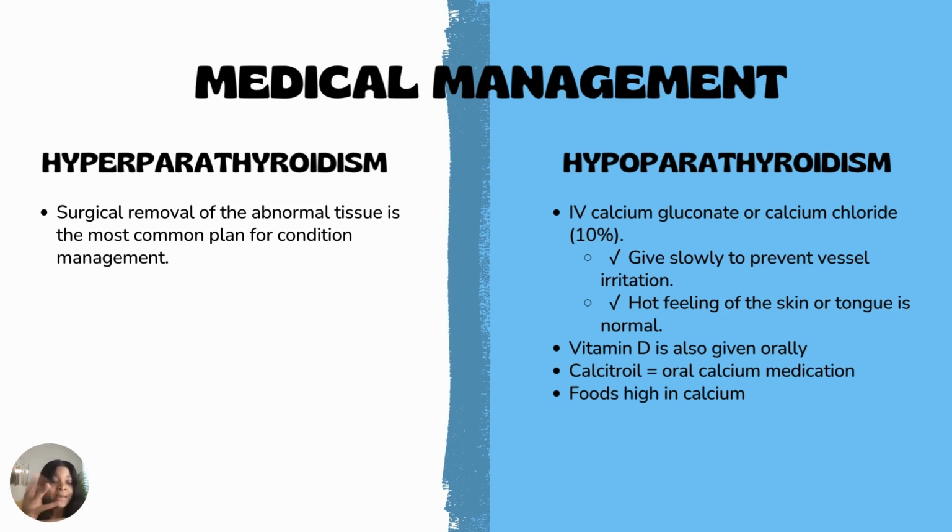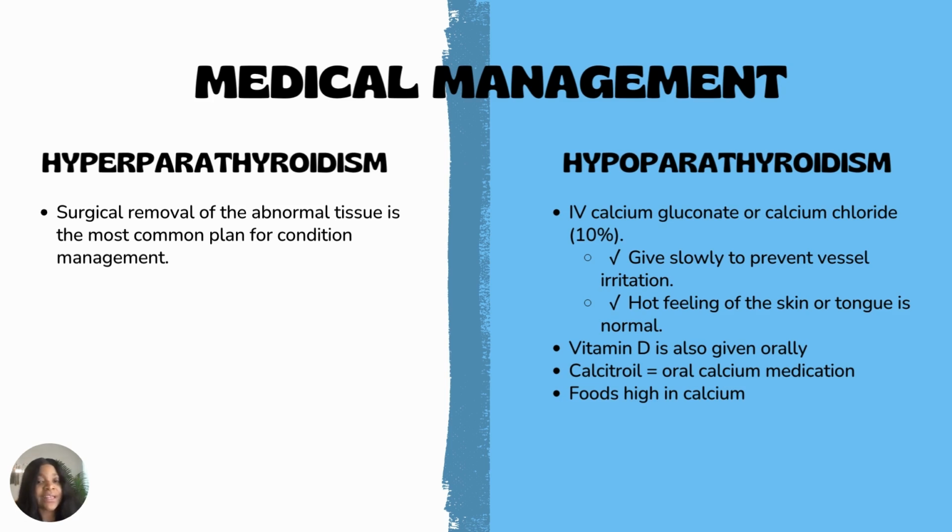Remember, there's four of them. So the doctor might decide to take out two or three of them to reduce that production, or if there's a tumor or a growth that is causing it to secrete too much, they will take that out. Hypoparathyroidism, on the other hand, is you don't have enough parathyroid hormone. So we're going to give you what you're lacking, which is calcium.